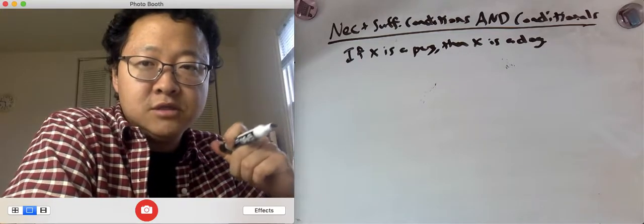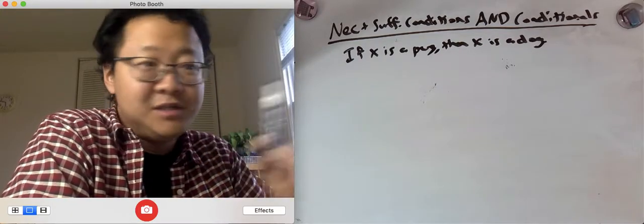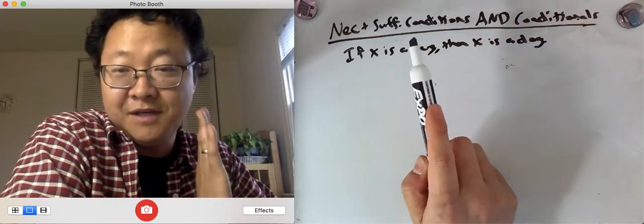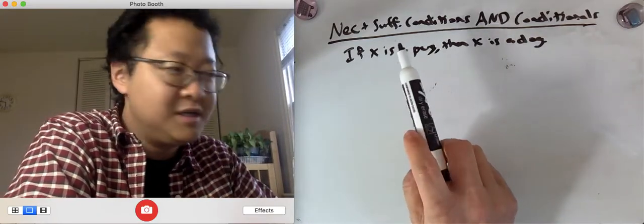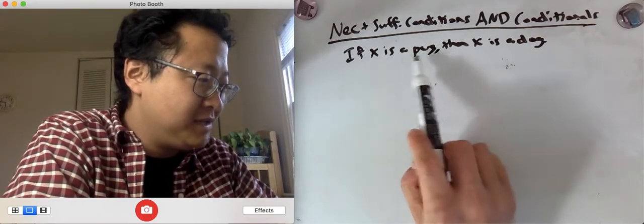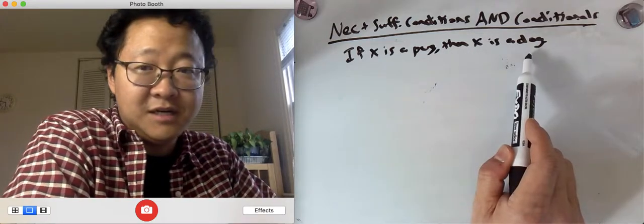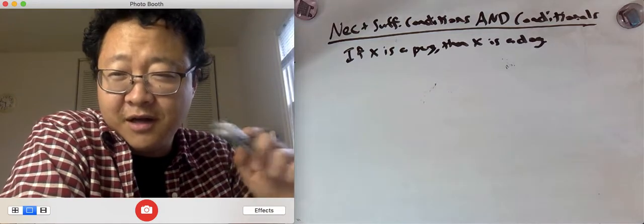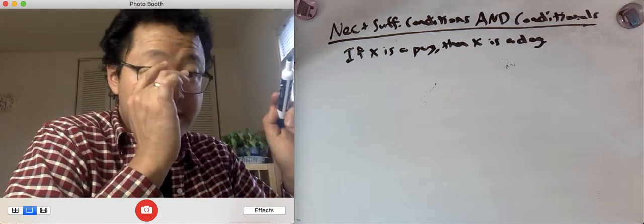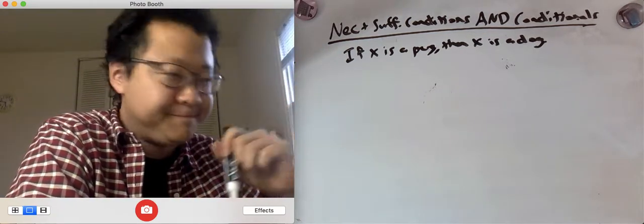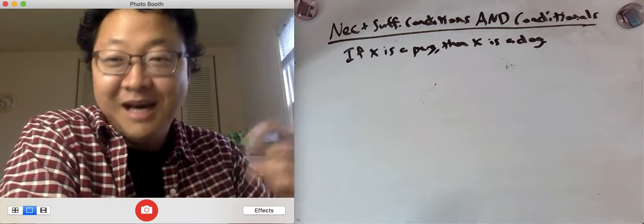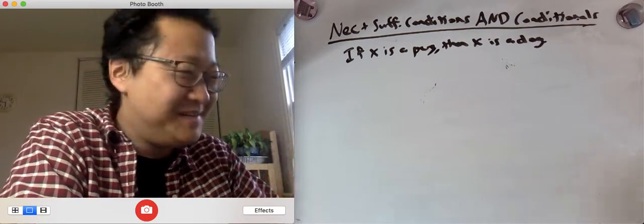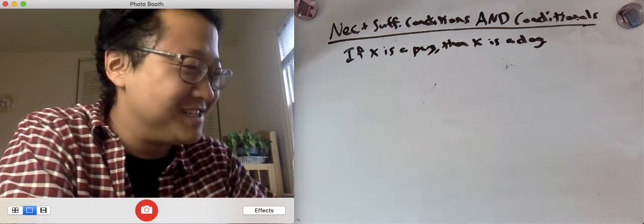Okay, so the easier one is to do sufficient condition, and it's nice if you can give this a shot on your own first. So how would we say if X is a pug, then X is a dog? How will we say that as a sufficient condition? If you can try do it on your own first, that's good. You can even pause, think about it. But I'll go ahead because you can pause as long as you want.